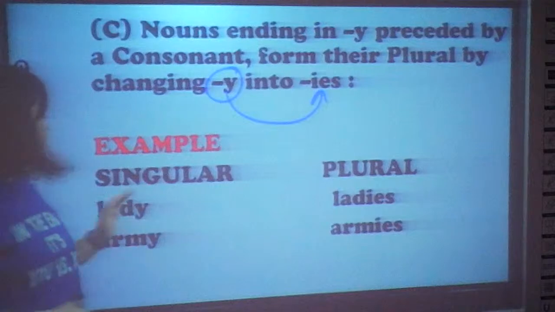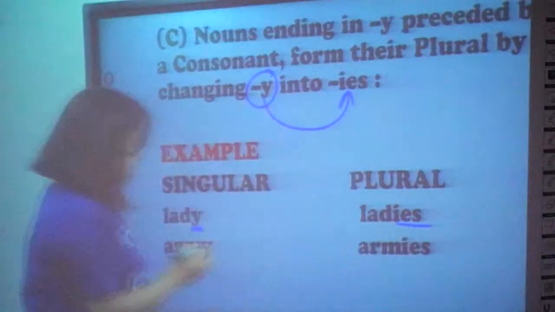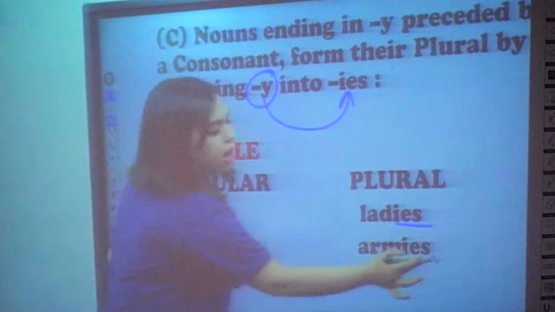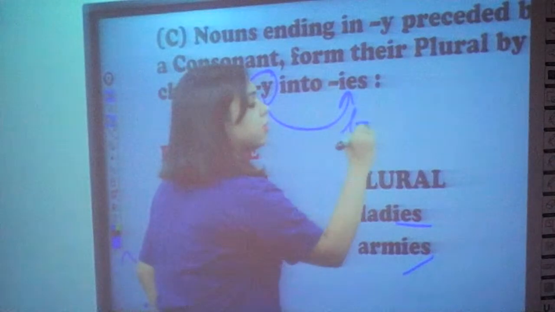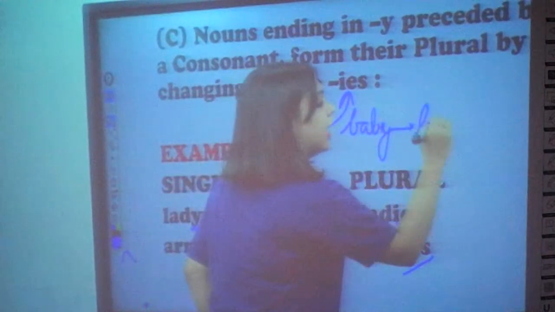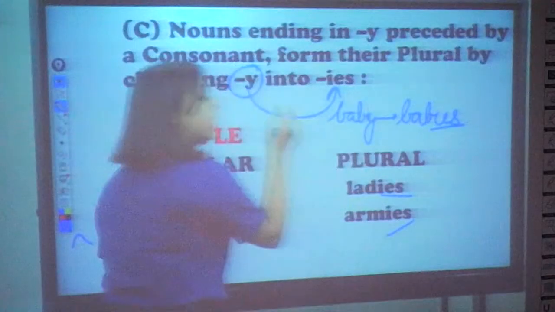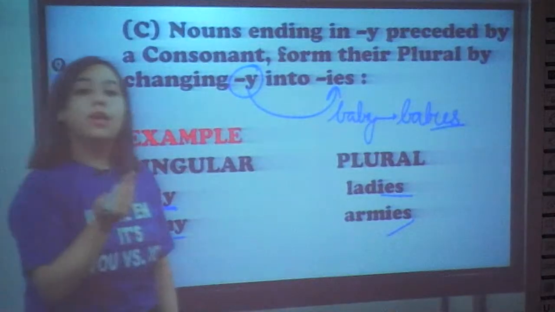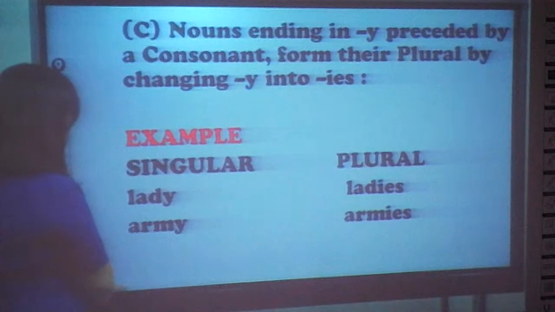So getting back, ladies. Here you see y is converted into ies: army and armies. Another example, think of some other noun. Another example is baby, and I can write it as babies. So you see again the y is converted into ies. Okay. So I hope it's clear and let's move forward.